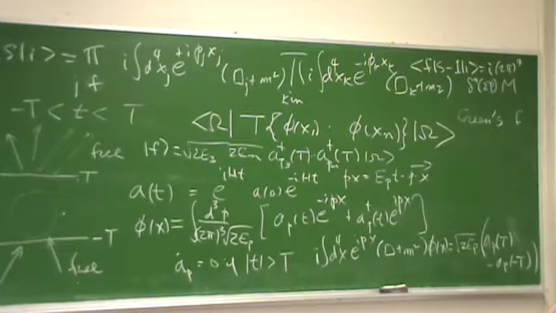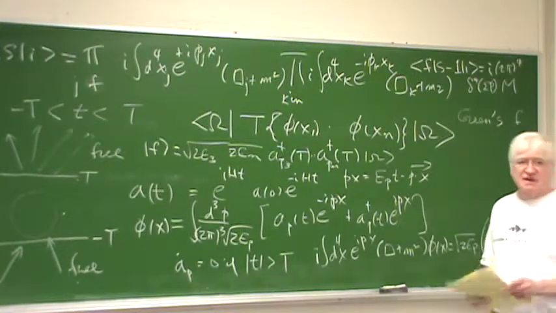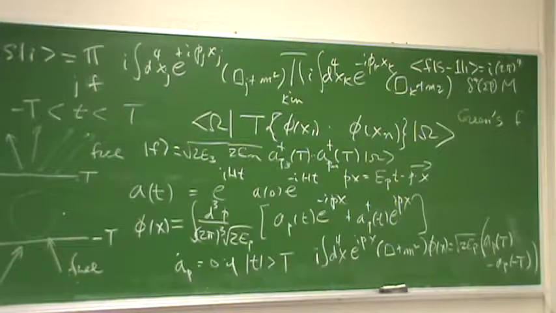And in fact, we'd have trouble writing this if we included the free field time dependence, because this would be e to the plus or minus i Ep times plus infinity or minus infinity for the time, so that the thing is spinning like crazy. Wouldn't make any sense.